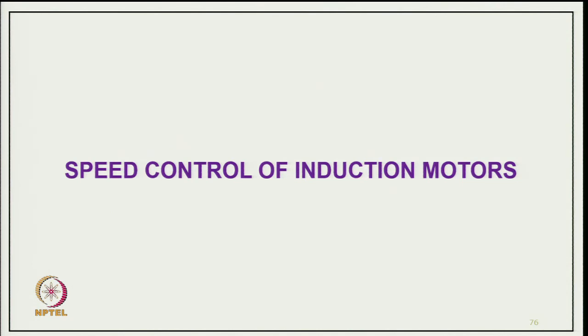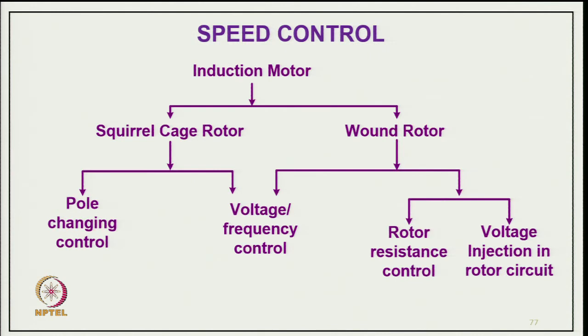So, now coming to speed control of these induction motors, for many applications we require speed control. We have two motor types: squirrel cage type, and wound rotor. For the wound rotor we normally use rotor resistance control or voltage injection in the rotor circuit, but for squirrel cage we have either pole changing or we control the voltage and frequency. So, these are the methods for speed control.